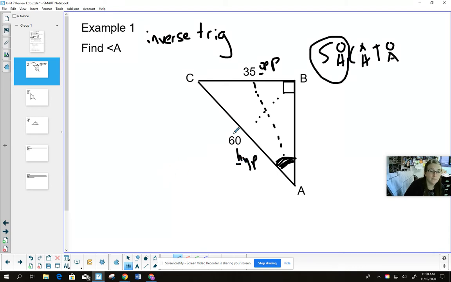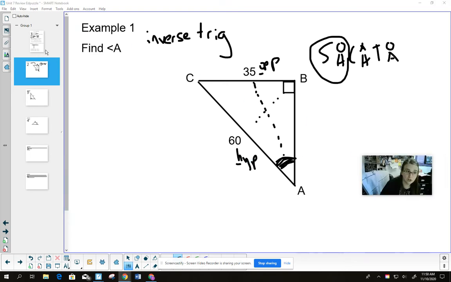sine, right? That's opposite over hypotenuse. Now, because this is inverse trig, again, look back to your cheat sheet. We wrote that it's the inverse trig function, sine inverse, fraction. And all we have to do is go straight and plug it in the calculator. Your fraction should have been the opposite over the hypotenuse. O over H should have been 35 over 60.